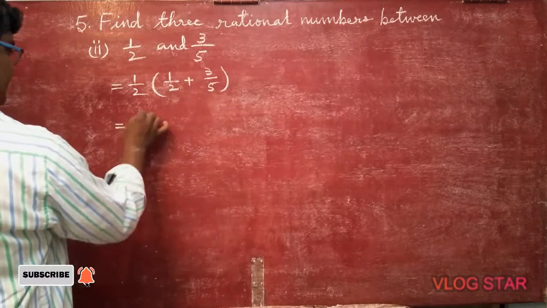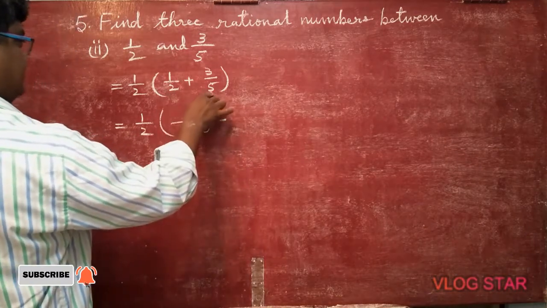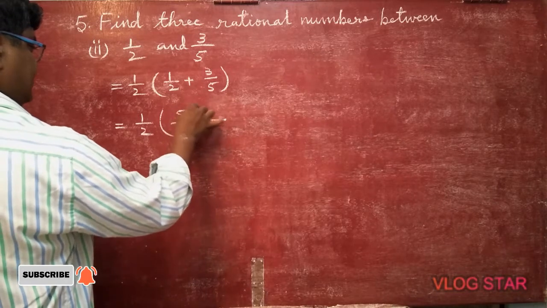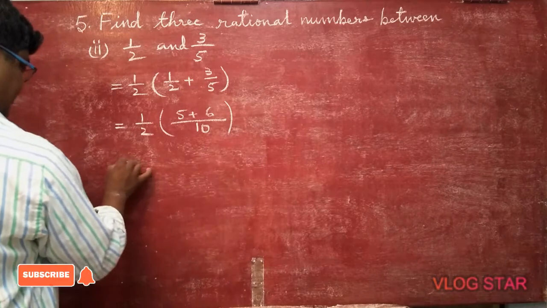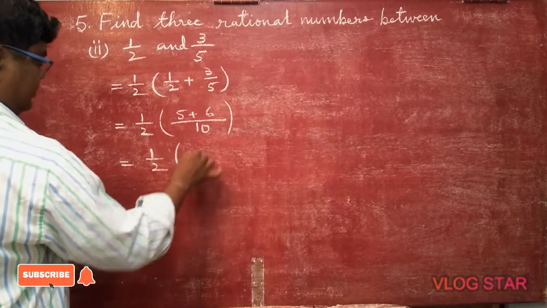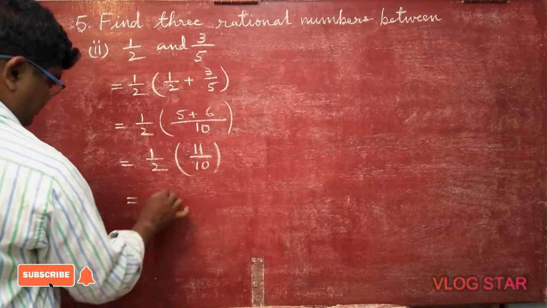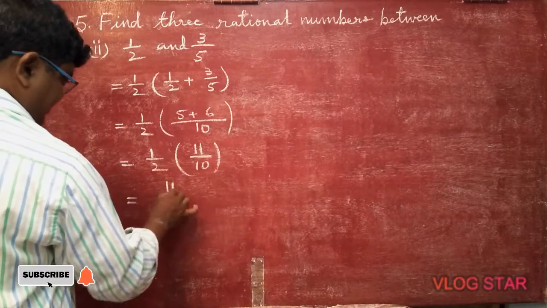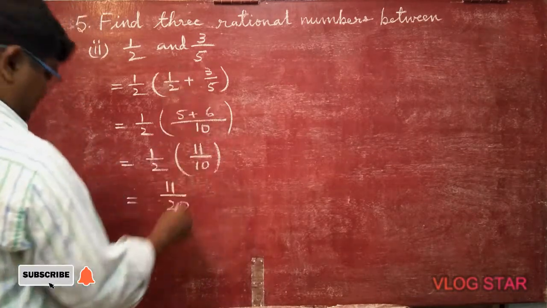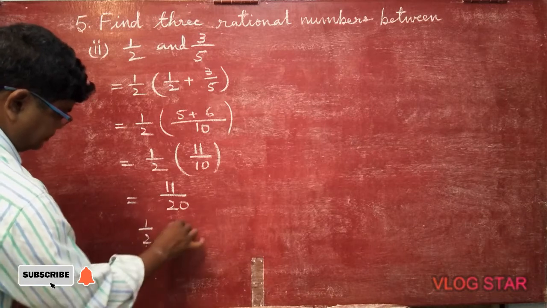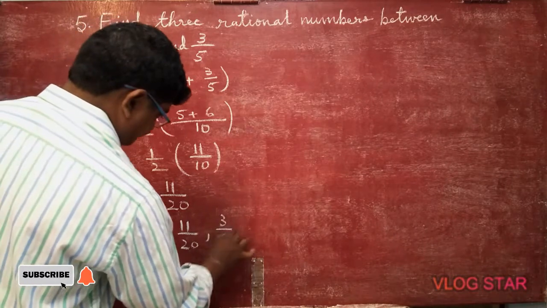That is equal to half of, LCM is 10. 2 goes 5 times. 5 ones are 5, plus 5 goes 2 times, 2 threes are 6. That is equal to 1 by 2 into 11 by 10. That is equal to 1 into 11 is 11, 2 tens are 20. So we got 1 by 2, comma, 11 by 20, comma, 3 by 5.